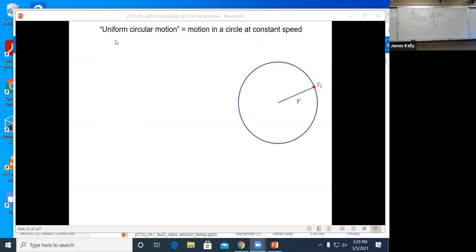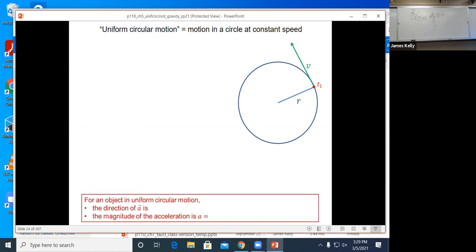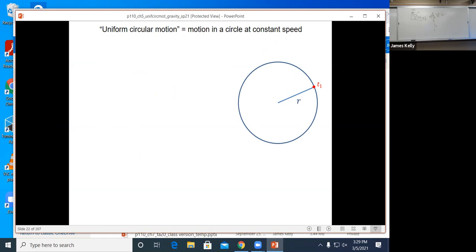So again, we're talking about uniform circular motion. That means motion in a circle at constant speed. That's what the uniform part means. It's going to be important because we're going to talk about the motion of the Earth, the moon around Earth, and Earth around Sun. And though they're not exact circular orbits, they are pretty circular and they are pretty uniform. The speed of the moon with respect to Earth doesn't change a whole lot through its cycle.